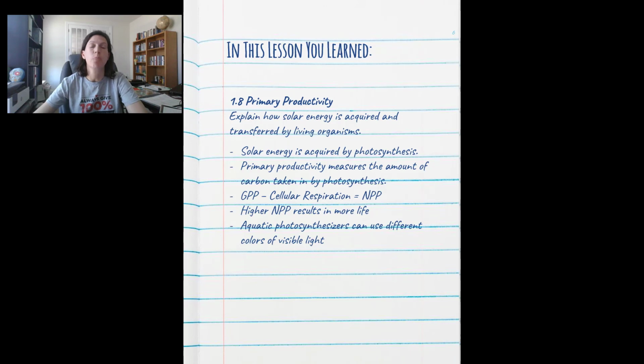So in this lesson, you learned about primary productivity. The learning target was to explain how solar energy is acquired and transferred by living organisms. You learned that solar energy is acquired by photosynthesis. Primary productivity measures the amount of carbon taken in by photosynthesis, and that GPP, or gross primary productivity, minus cellular respiration is going to equal the net primary productivity. Higher NPP results in more life, more biodiversity, and aquatic photosynthesizers can use different colors of visible light in order to do photosynthesis. Good job.